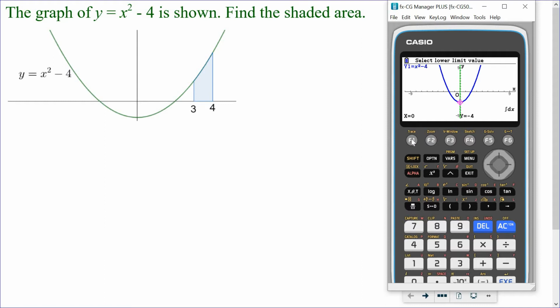Then you type in where you want to start, so you type in 3, so the lower bound is going to be 3, press execute, and then the upper bound is going to be 4, so press 4, and then execute. Okay, and it's found that area for you. So 8 1/3. Right, let's try another question.